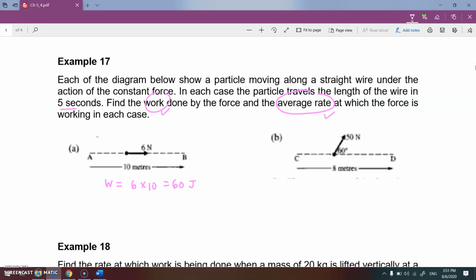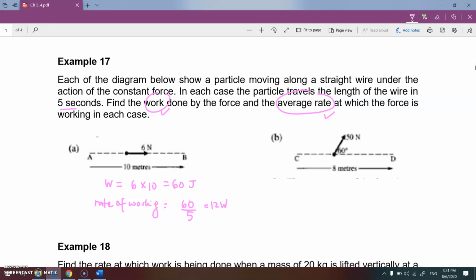So what is the average rate of working? The rate of working would be 60, the work done, divided by how many seconds? 5 seconds. So your answer is 12 watts.